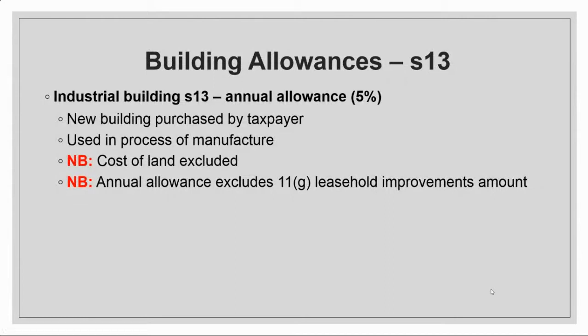If we look at the building allowances, so remember for a building allowance, generally it's 5%. It excludes the cost of the land. We do not write off land at all. Now this is specifically for a building that is used in the process of manufacture, for example, your factory building, and the allowance also excludes any leasehold improvements amount will be excluded from your building allowance deduction.